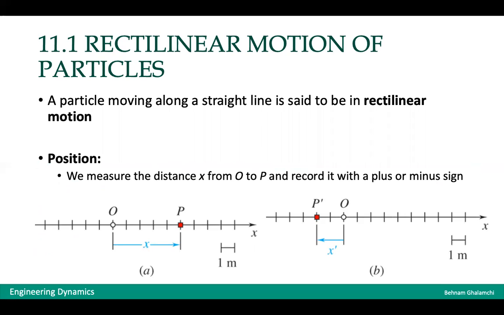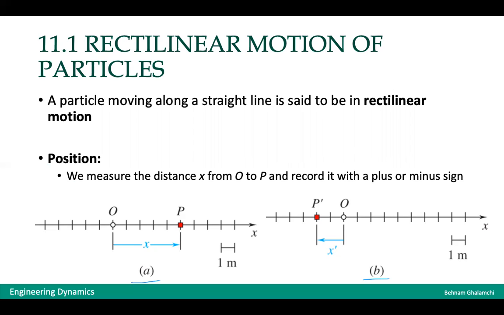Okay, moving forward to the kinematics of particles. First, we are introducing the rectilinear motion of particles, or we usually call it linear motion. The definition is that the particle is moving on a straight line. You can see here below, I have two examples, A and B. Both particles are moving in a straight line on the x-axis.